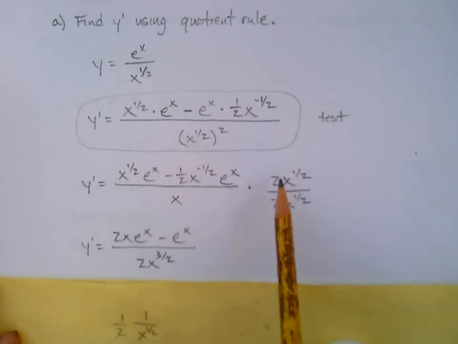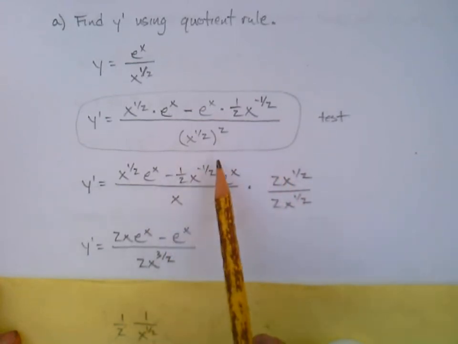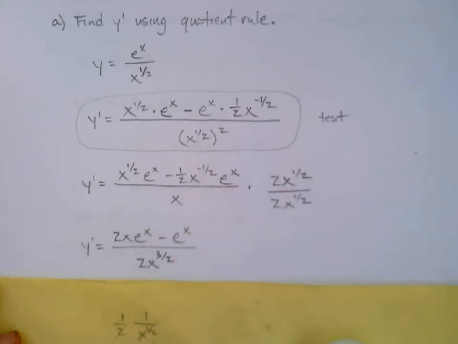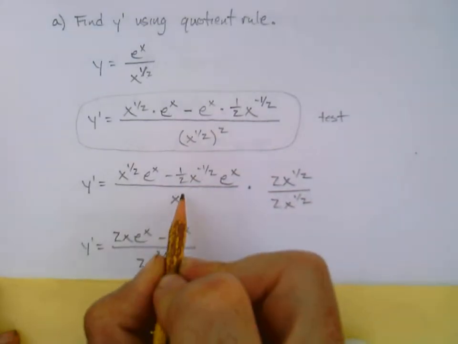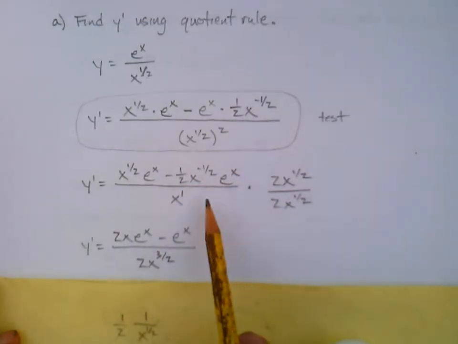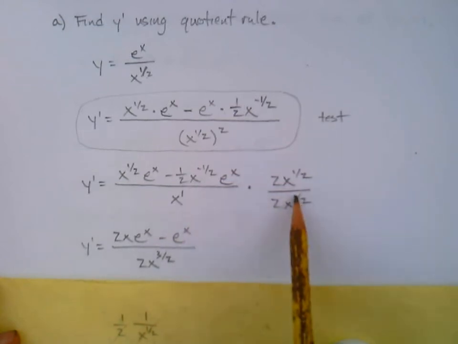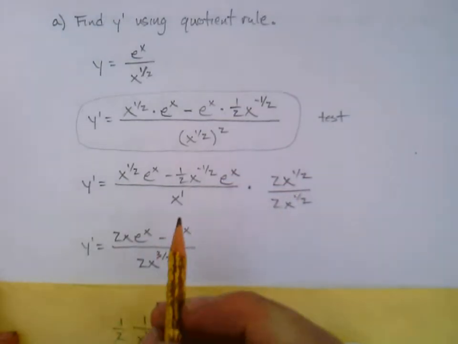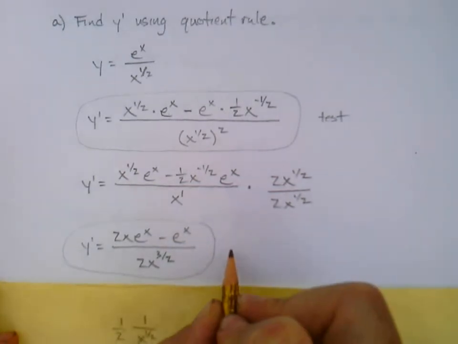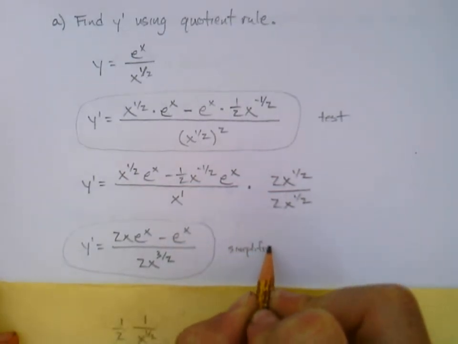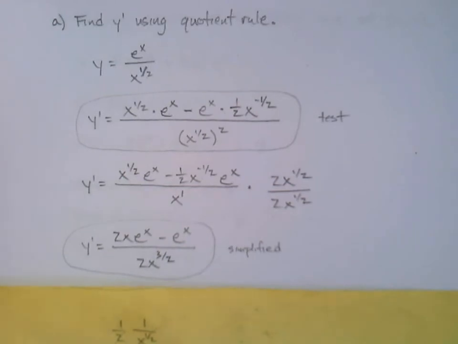Pretty nice. Minus, when it multiplies here, it cancels both of these, and all we have is e to the x. And then when we multiply it to the denominator, well, this is x to the first. So when we multiply, we've got the 2, but then we can add 1 and 1/2 and get 2x to the 3/2. This is the simplified version. And so again, we might need that simplified version, let's say if we were going to plug a number in, or maybe we had something else that we were going to do with this. Okay.